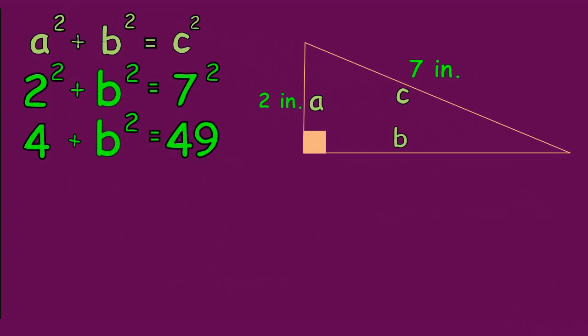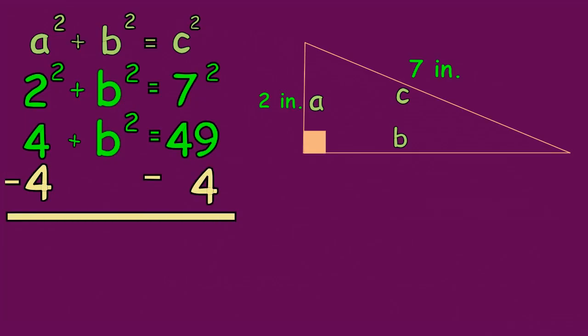Normally, we would take the square root of each side to find C. But we're not looking for C. We're looking for B. So before we can take the square root, we need to get rid of that 4. To do this, we're going to subtract it from the left. That means that we also have to subtract it from the right. So now we have B squared equals 45.